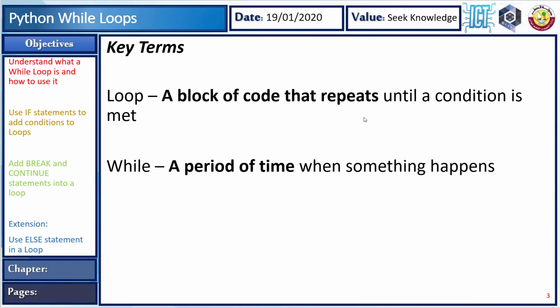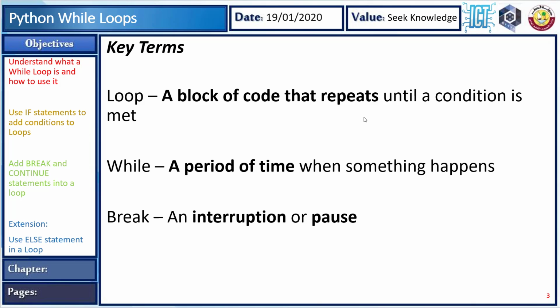Okay, while. We use it in real life as a period of time when something happens. For example, whilst you are at break, you are able to play ping pong with your friends. Whilst you are in the class, you will be concentrating on improving your knowledge. And in Python code rules, we can say whilst a number is below 10, then something can happen.